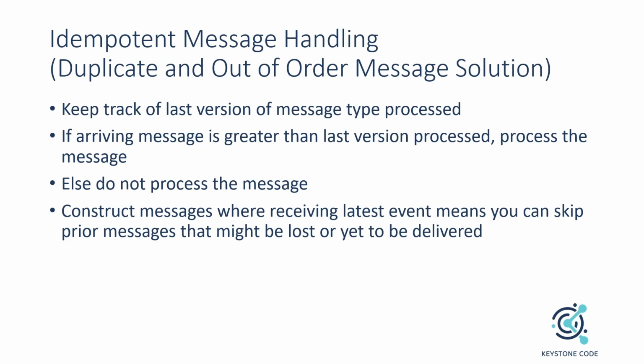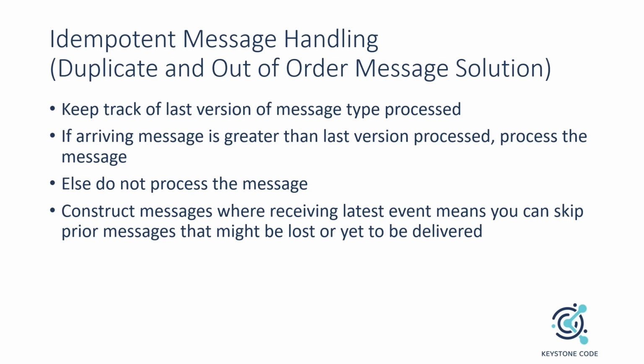But we also want to construct messages where receiving the latest event means you can skip prior messages that might be lost or yet to be delivered. What do I mean by that? So let's say we have the situation where we have a create and an update of a product that happen almost simultaneously back to back, and we send out the events in the proper order. The product got created and then it got updated, but they end up getting flip-flopped because of the network, and they took different routes to get to the destination and end up out of order.